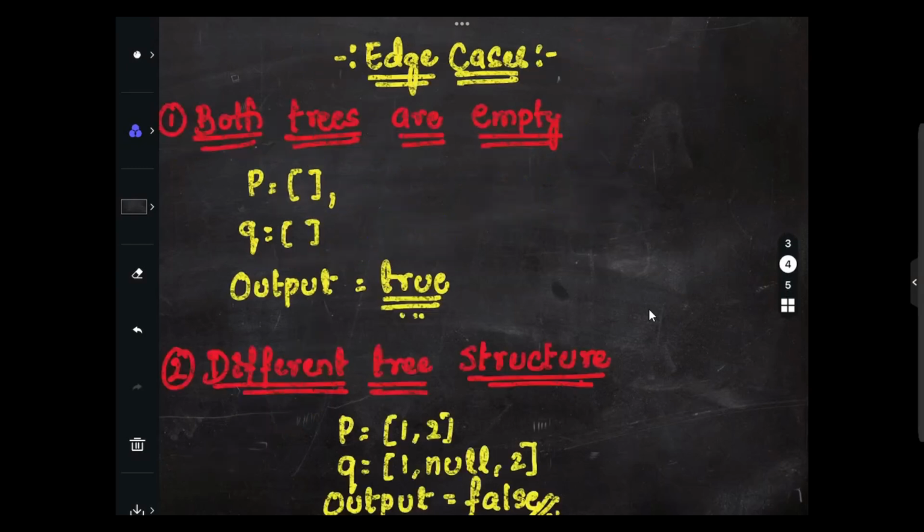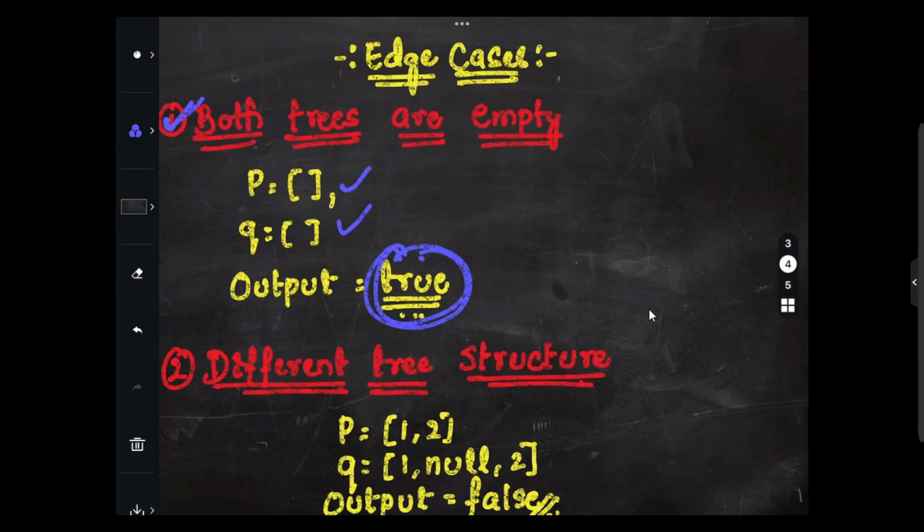Now we are completely familiar with the approach. As we are completely familiar with the approach, let's discuss the edge cases one by one. First edge case is when both trees are empty. See here, both the trees are empty. In this case, we have to return true. So this is the base case, right? So this is the base case. Just keep this in mind.